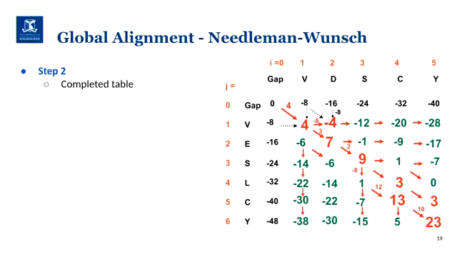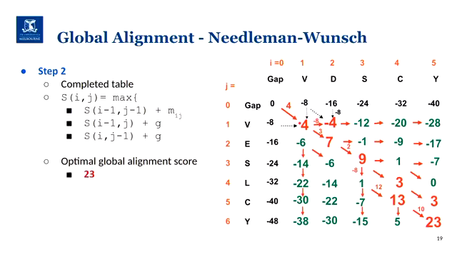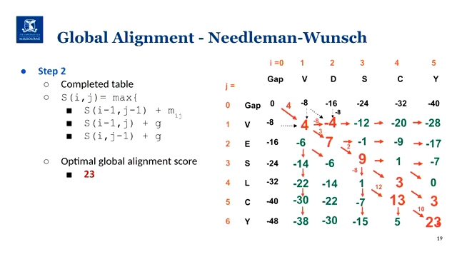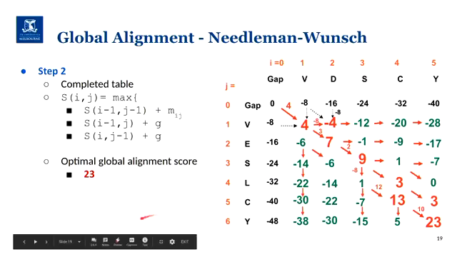Okay? Keeping track of the directions I've chosen. So I not only need the numbers, but I also need the arrow direction. Okay? And basically, once I've done that, on the bottom right corner, we have the optimal global alignment score, which in this case is 23, considering these values we used for matches, mismatches, and gaps. Okay?